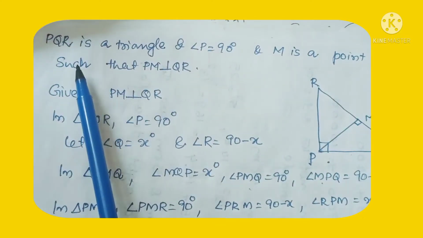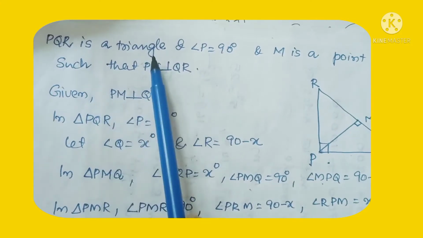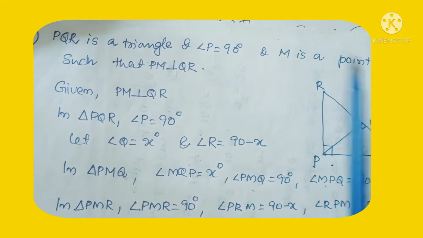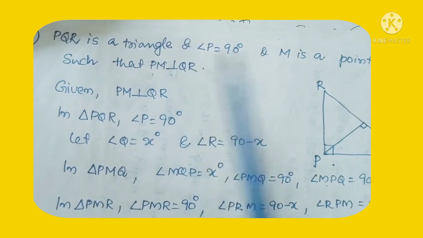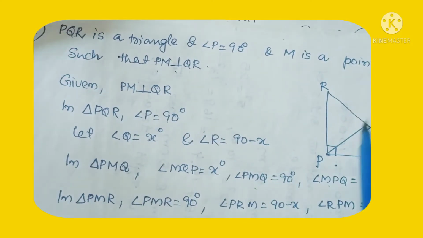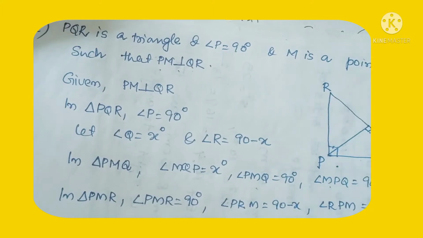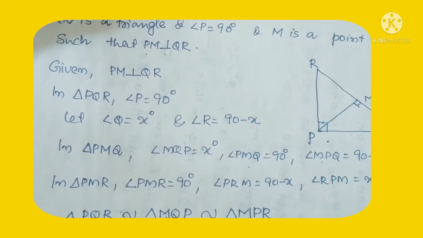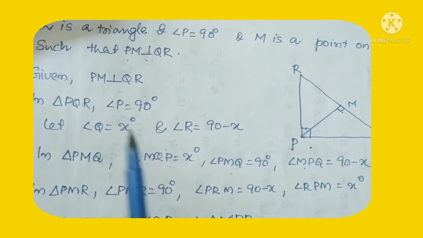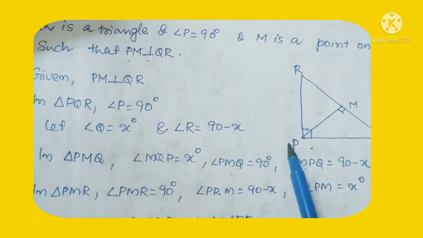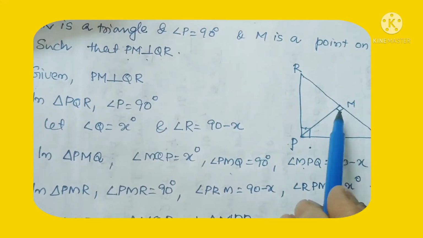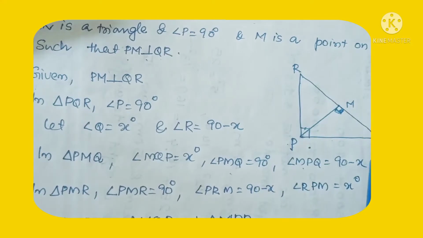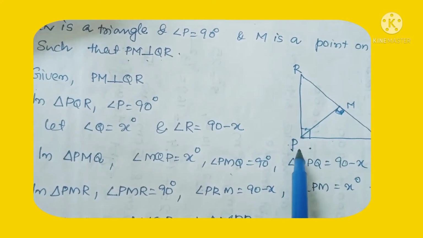Then question number 2. It is given that PQR is a triangle, angle P is 90 degree and M is a point on QR such that PM is perpendicular to QR. We want to show that PM square is equal to QM into RM. So this is the figure, and what is given, PM is perpendicular to QR. So we can see the angle made by M to the base QR is 90 degree.